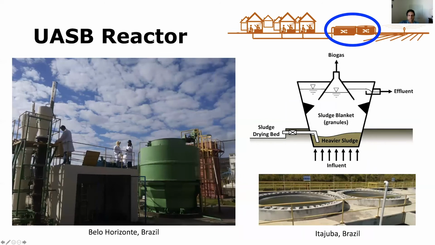The UASB reactor is a little bit similar to the anaerobic baffled reactor in the sense that the influent wastewater is brought in from the bottom of the reactor, and it passes up through a heavy sludge blanket layer where you've got communities of bacteria that are breaking down the organic content in the wastewater into CO2 and methane, which, in this particular type of reactor, is captured as biogas and can be used as a fuel source. So this type of treatment technology is very common in warm climates for secondary wastewater treatment.